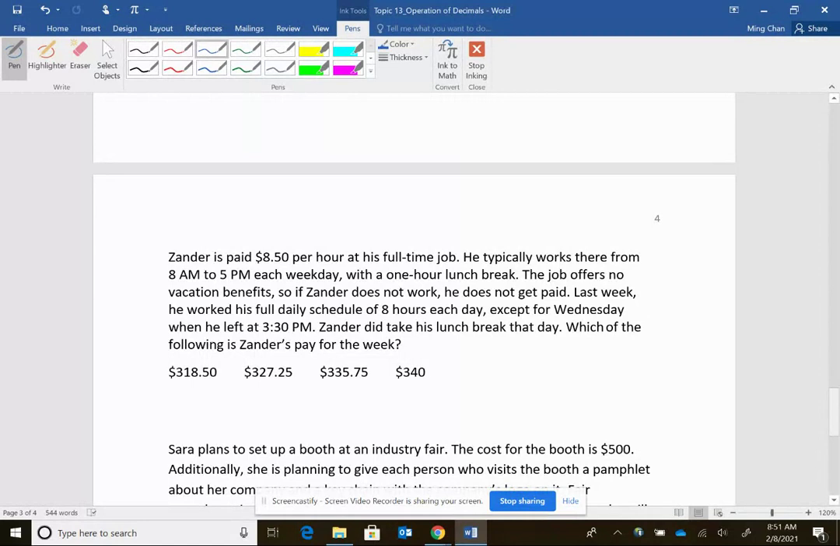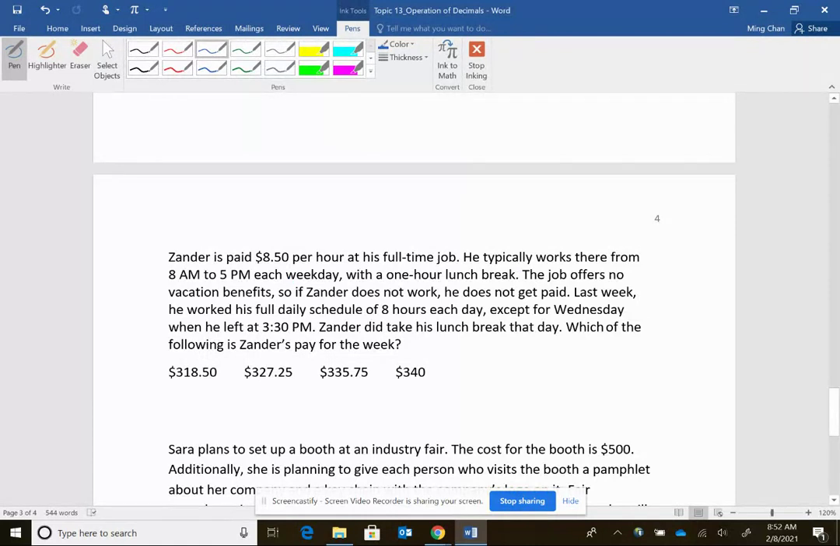Maybe it will help. All right, so Zender is paid $8.50 per hour at his full-time job. The way we read word problems like these: they are not difficult, but they have a lot of steps. Every sentence you have to think about, what is it trying to tell me? The first sentence will eventually connect to the rest of the problem, so you constantly have to think back: why did they tell me Zender is being paid $8.50? Let's keep in mind he's being paid $8.50 per hour.